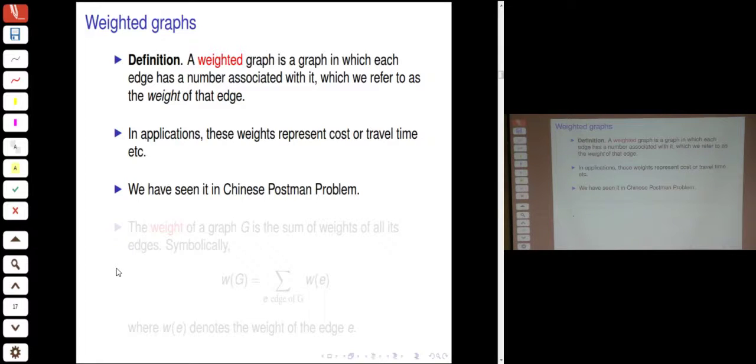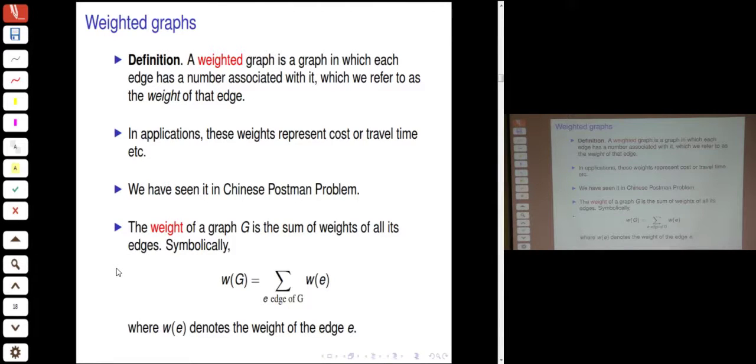Let me read the definition from the book. A weighted graph is a graph in which each edge has a number associated with it, which we refer to as the weight of that edge. It's very easy to understand. In application, these weights can be cost or distance or traveling time or something. We have seen it in the Chinese postman's problem. Now the weight of a weighted graph G is the sum of all the weights.